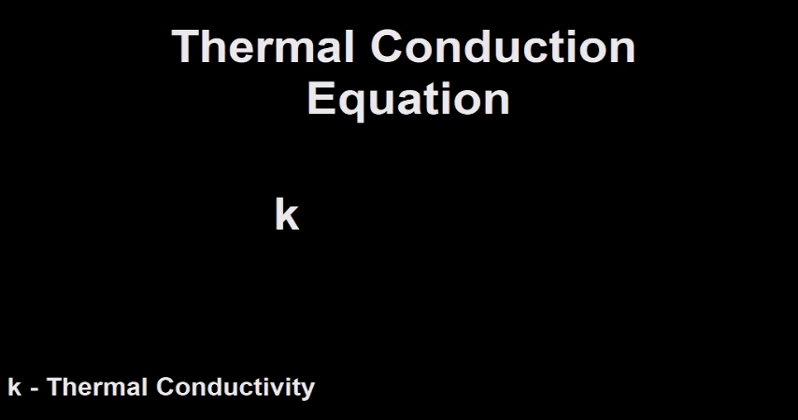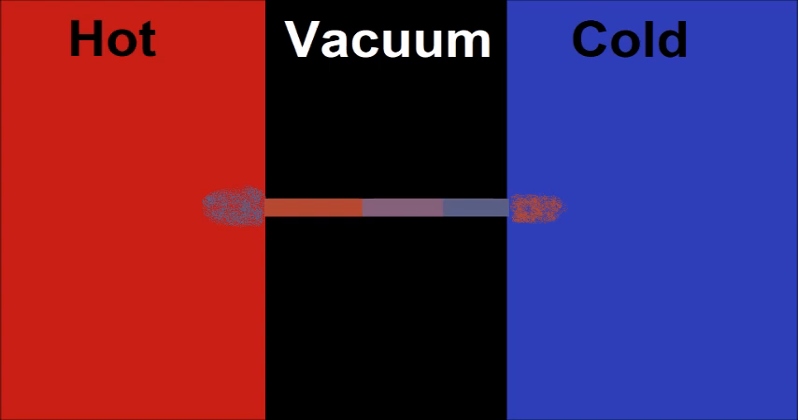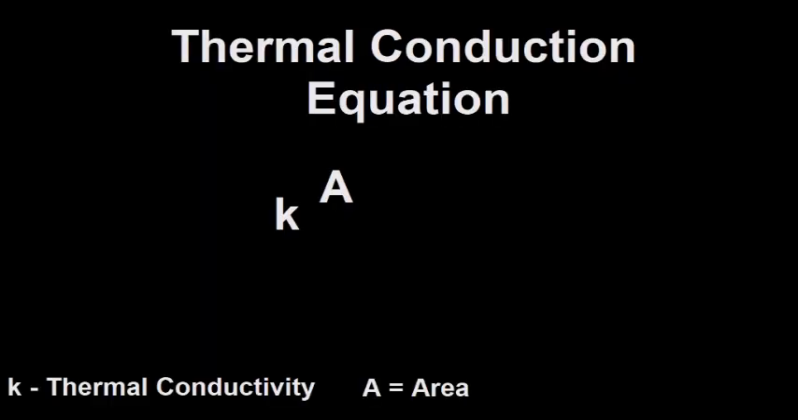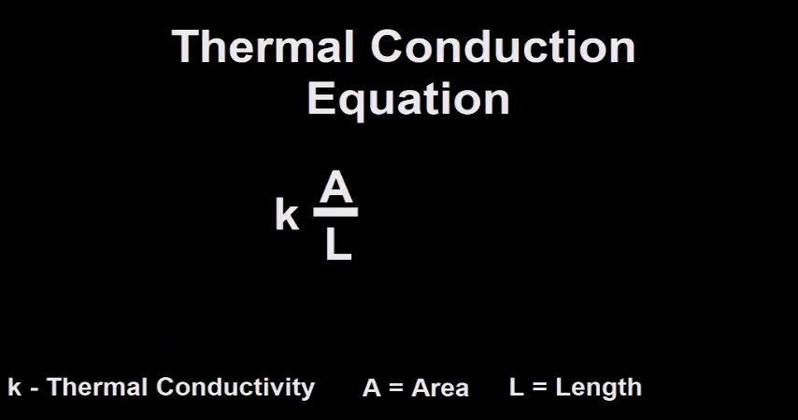Now if we make the rod larger, more heat will be transferred. And if we make the rod smaller, less heat will be transferred. So we include the cross-sectional area into the equation. Also, if we increase the length of the rod, less heat will be transferred. So we divide by the length because the larger the length becomes, the less heat transfer there is.